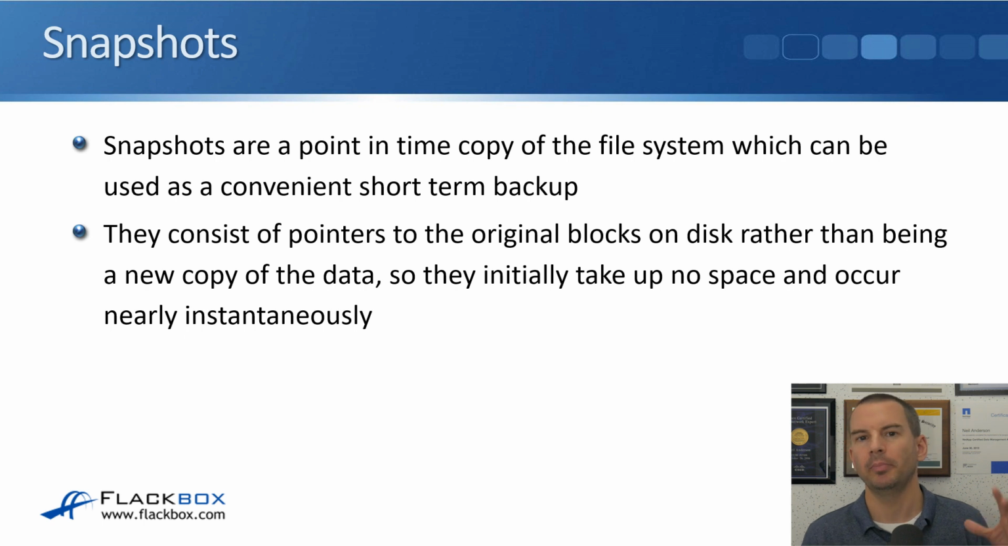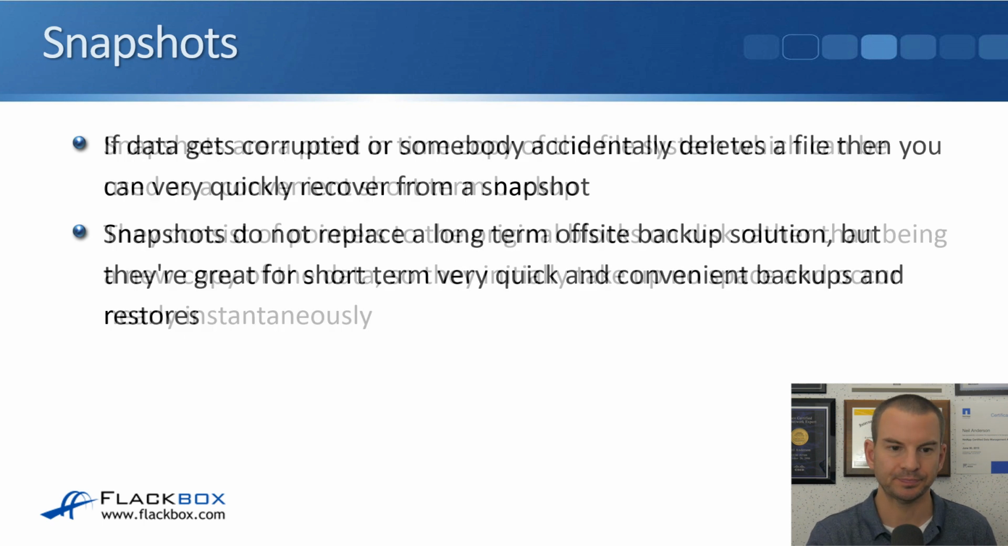So with traditional backup, you back up the data to another location. You have to copy it there, which is time consuming. With snapshots, you're not actually moving the data anywhere. You're just saying, this is how the file system looks right now. And it only takes up space when you make changes after that. So it's pretty much instantaneous to take a snapshot, and it takes up pretty much zero space.